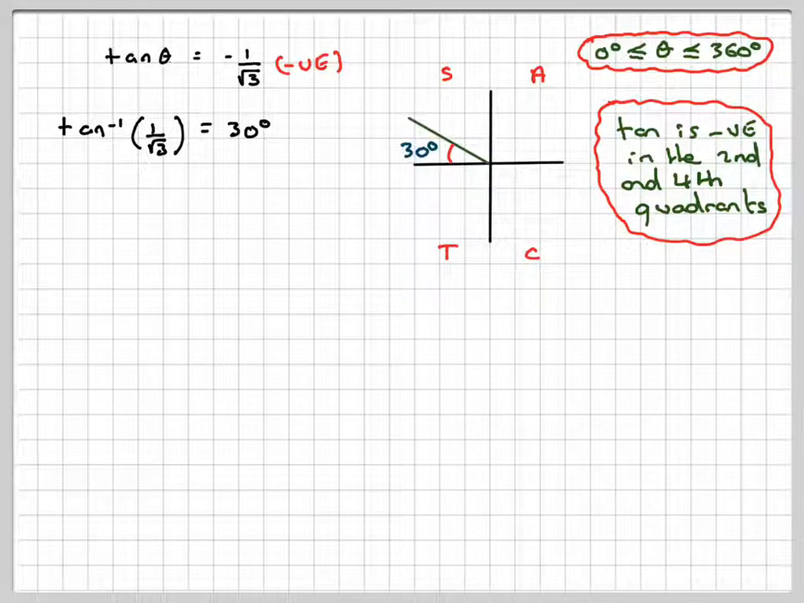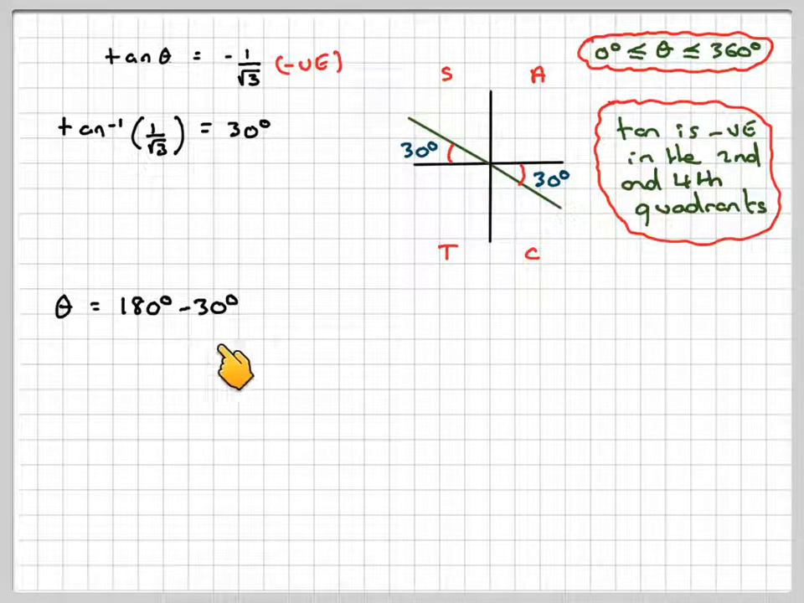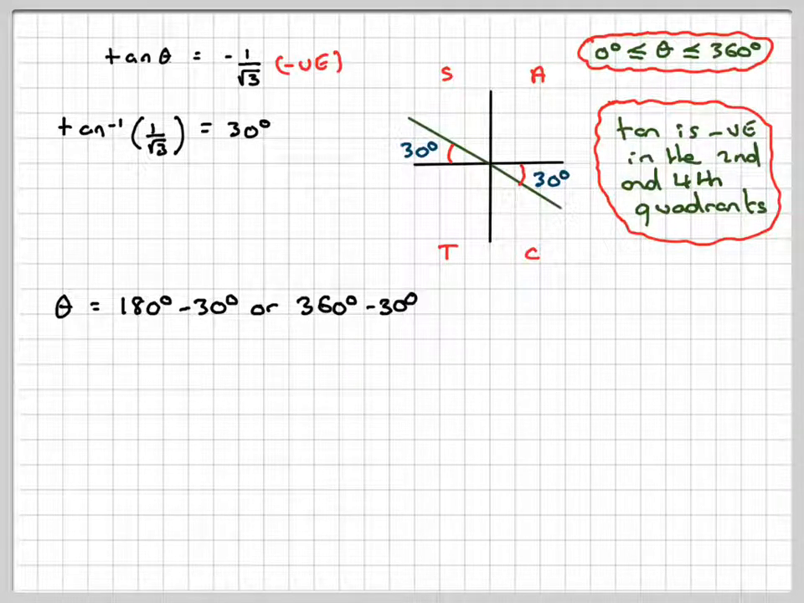So we draw our angle, making our angle with the x-axis in that quadrant, so it's 30 degrees, and making our angle in this quadrant with the x-axis 30 degrees. So theta will be 180 minus 30, that's this angle here, or 360 minus 30, therefore theta will be 150 degrees, or 330 degrees.